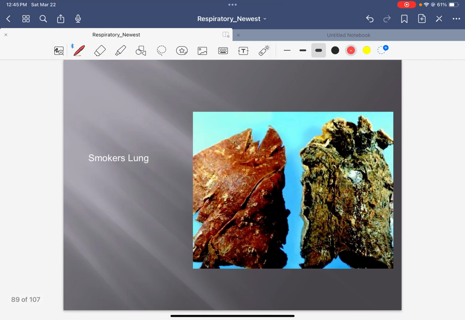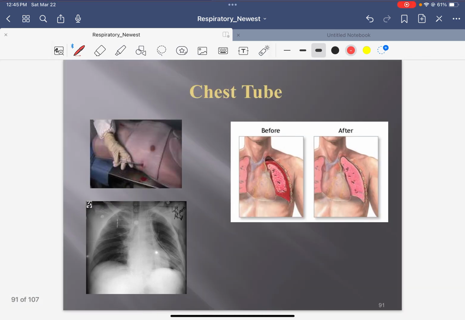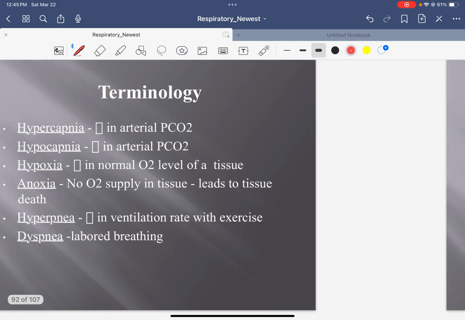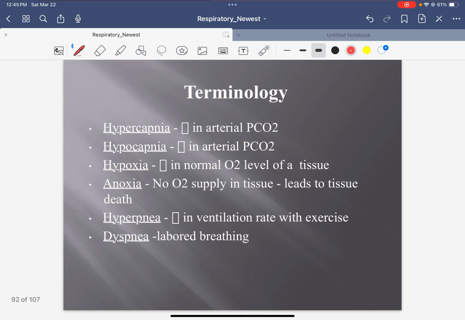All right. There's a bunch of extra information on here that you don't need to know. I would like you to know some definitions. I would like you to know hyperpnea. Hyperpnea is an increase in ventilation rate or respiratory rate with exercise. When you breathe in and out, your respiratory rate goes up. That's called hyperpnea.